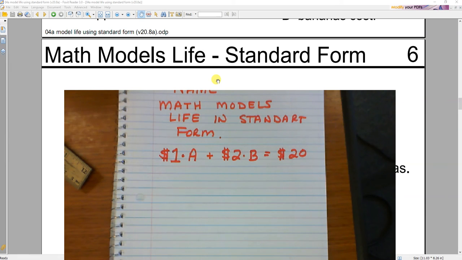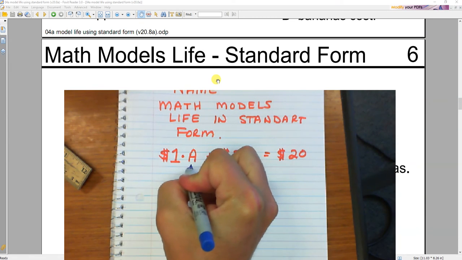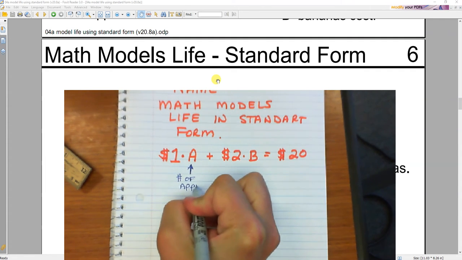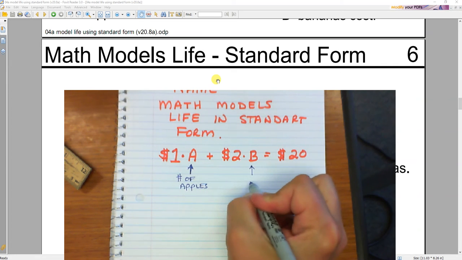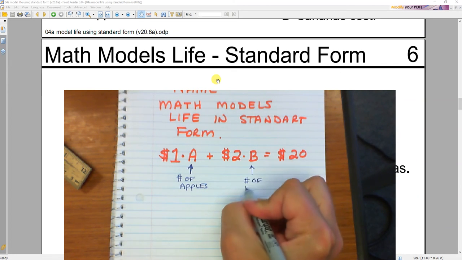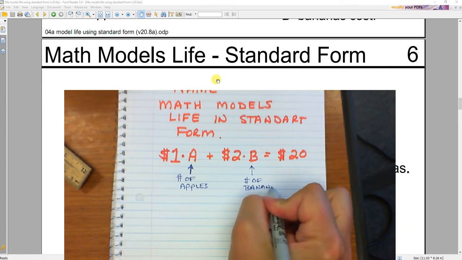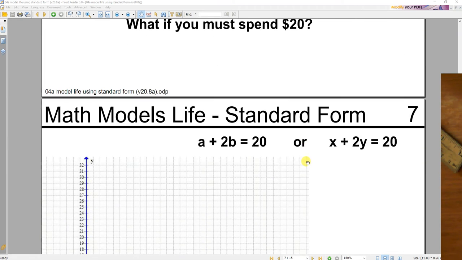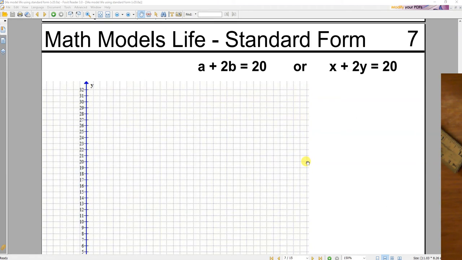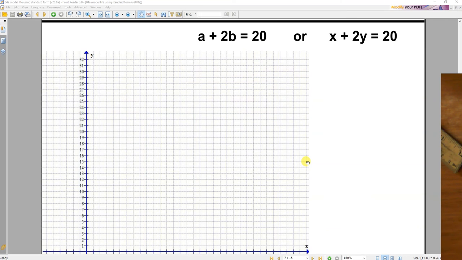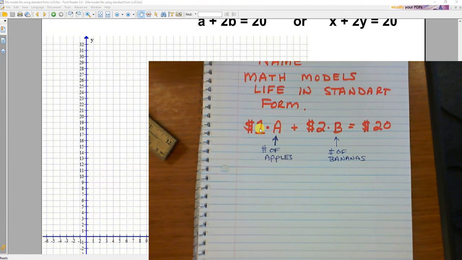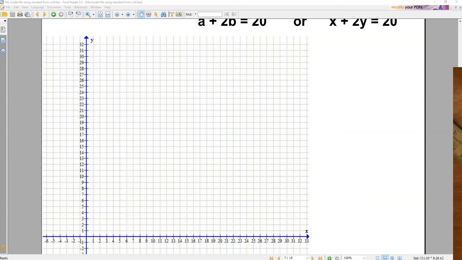We're going to add to this a little bit. What does A represent? Number of apples, and B is number of bananas. This is a standard equation that I could solve for. So I could break this into my mini equations, which I'm going to do right now, and graph it.